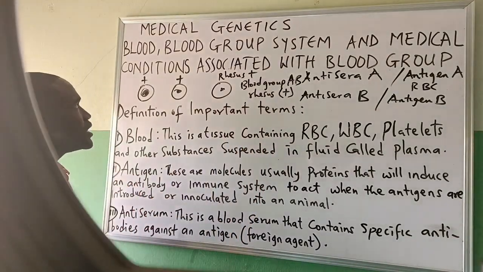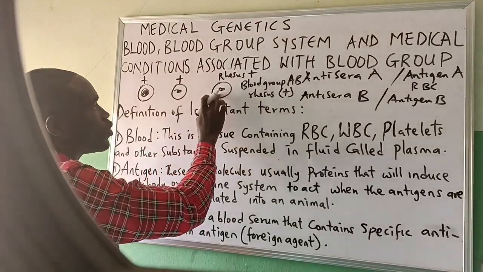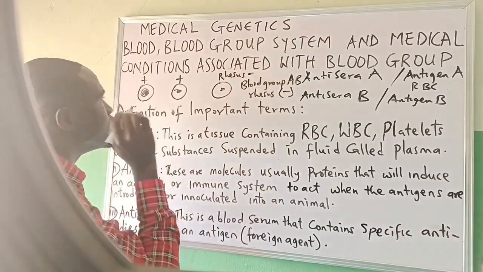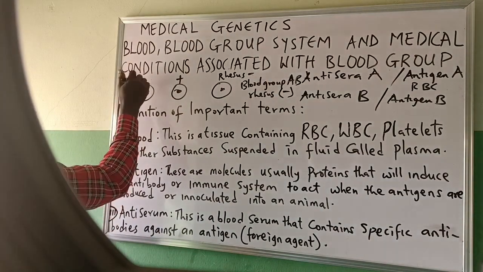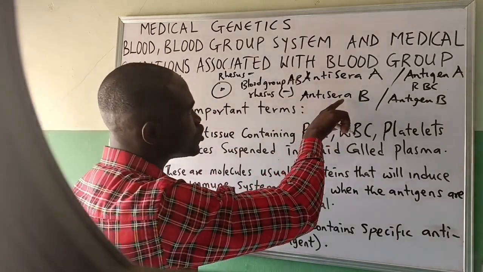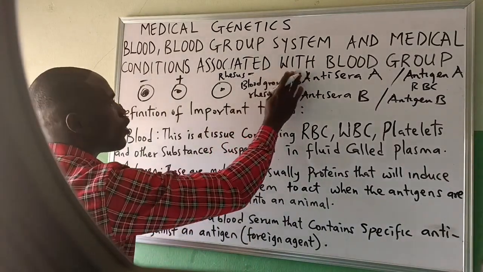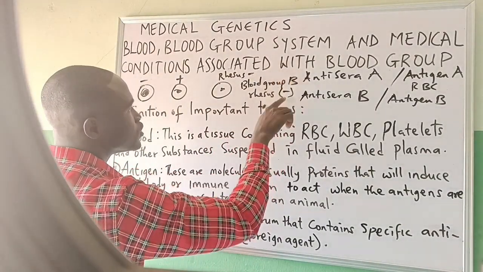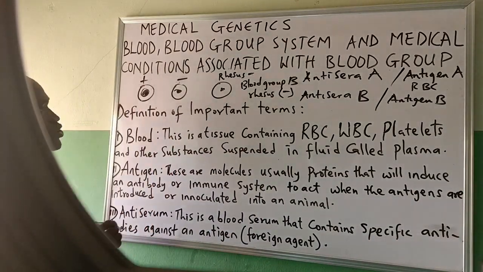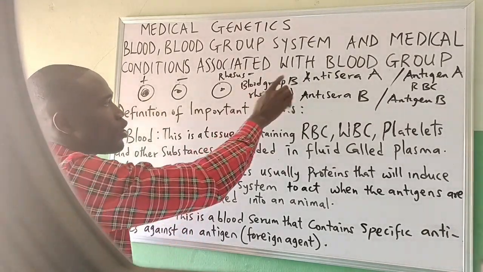Now another point is, if there is reaction here and reaction here, but there is no reaction here, here will be negative. You come here: AB negative. Then if there is no reaction here and there is reaction here, this reaction coming up here is as a result of antiserum fighting with antigen B. So it will be blood group B negative. Then if there is no reaction here but there is reaction here and no reaction here, it means blood group what?